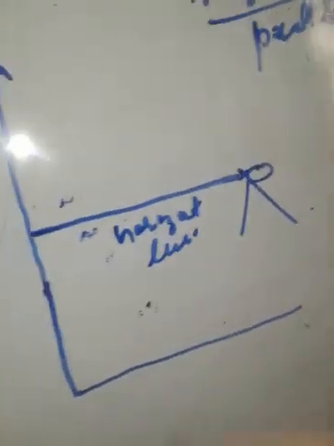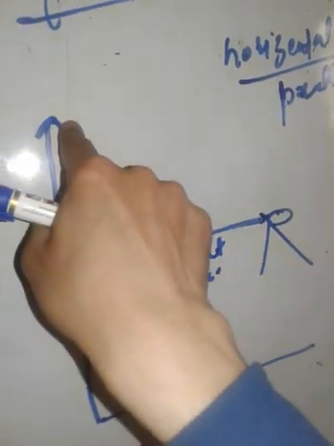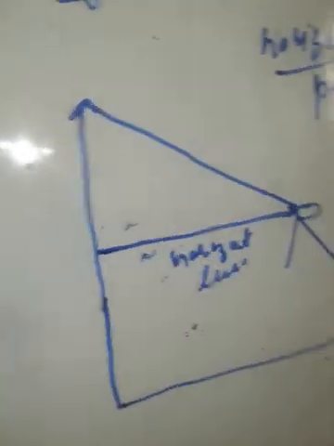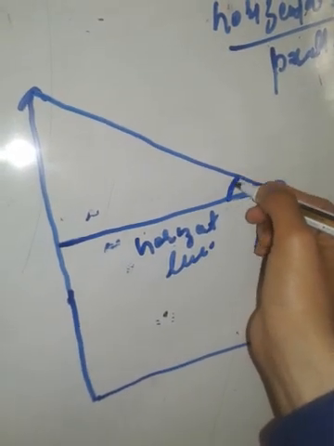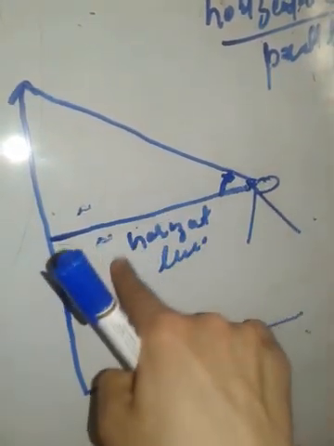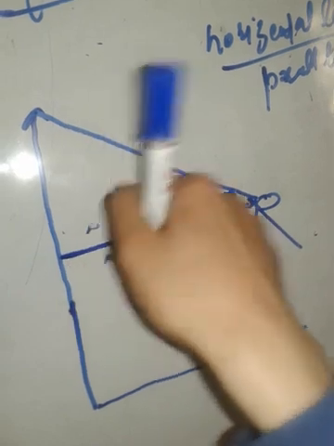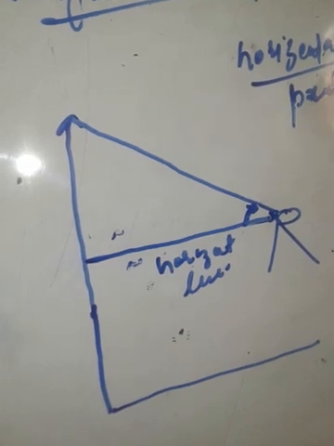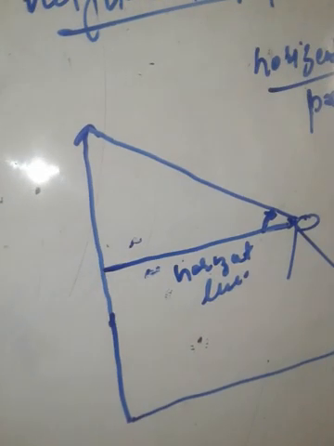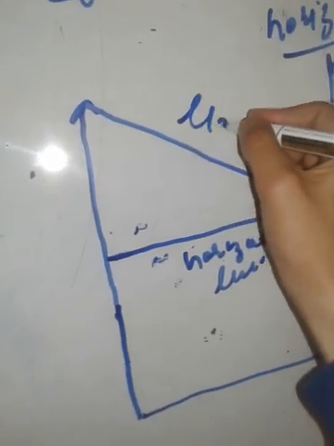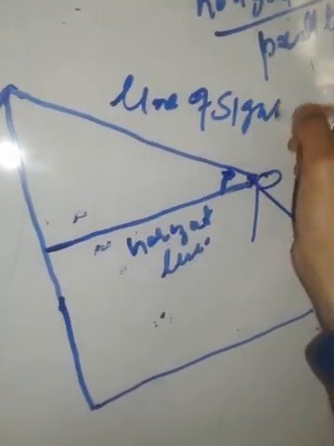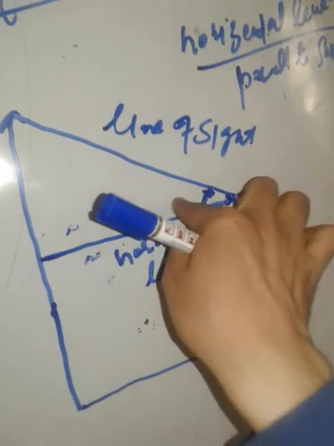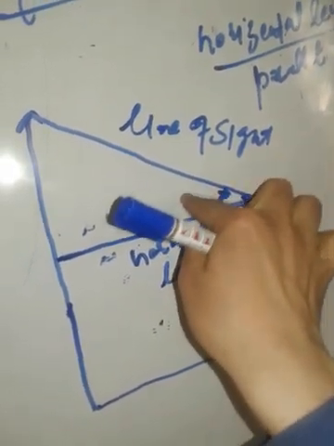Now what if a person looks to the top of the tower? He looks like this, so an angle is formed between the horizontal level and the line of sight. Line of sight is the line the observer draws to any point on the object. This is the line of sight, this is the horizontal level. In the observer's eye, between the two lines, an angle is formed. This angle is known as the angle of elevation.